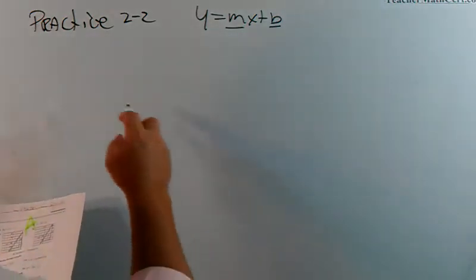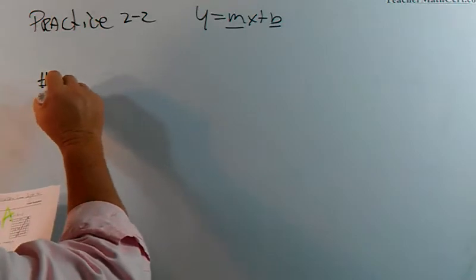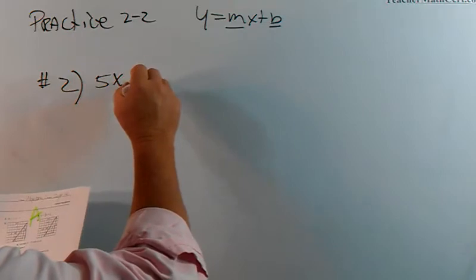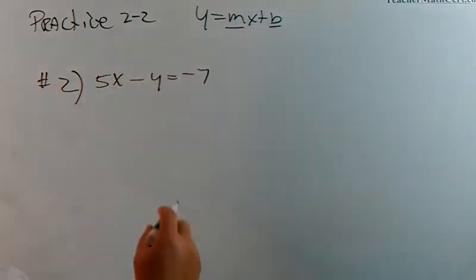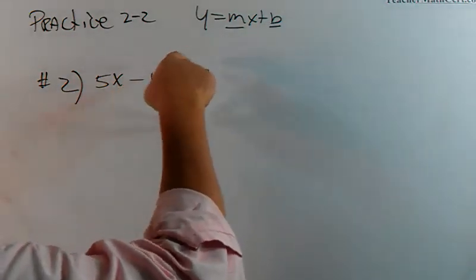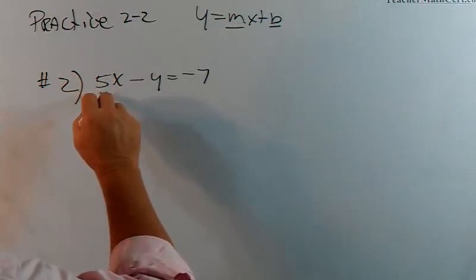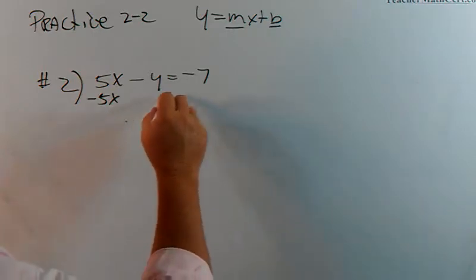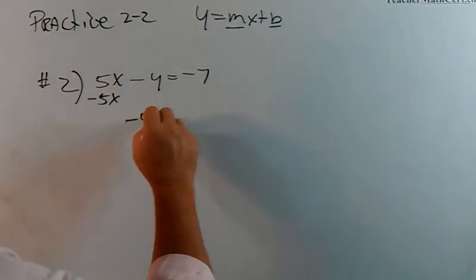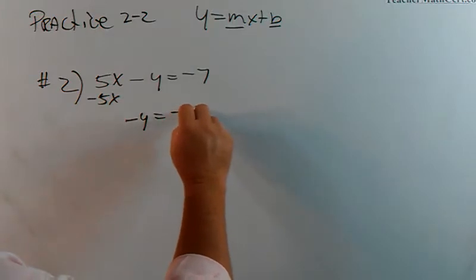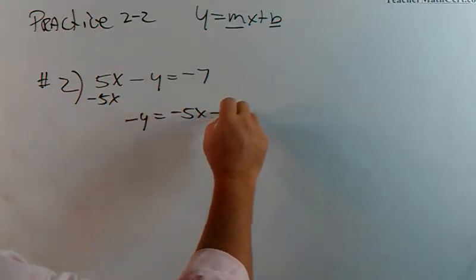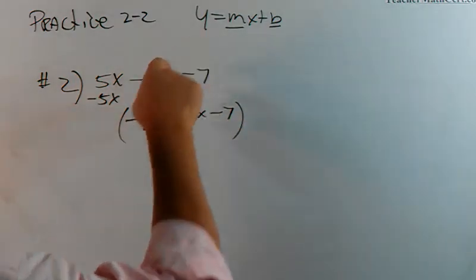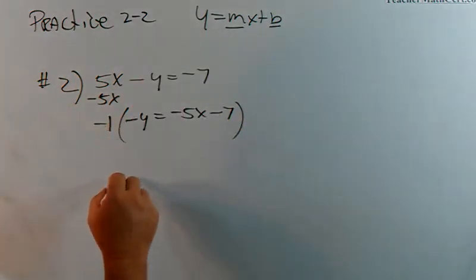Number 2, same process. 5x minus y is equal to negative 7. Put it in the form y equals mx plus b. We're going to subtract 5x from both sides, so we're going to have minus y is equal to minus 5x minus 7. I'm going to multiply through by negative 1 because this has to be in the form of y, not negative y.